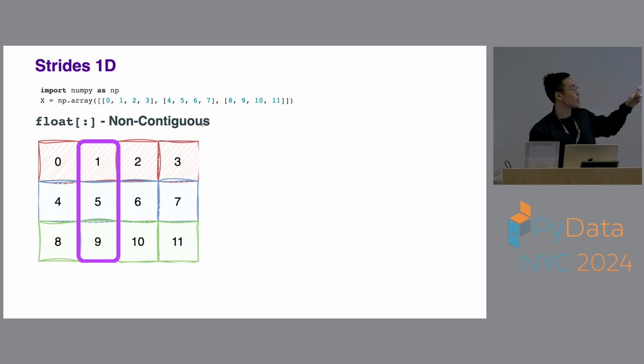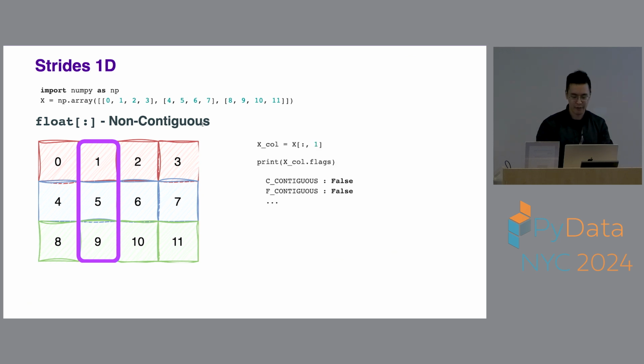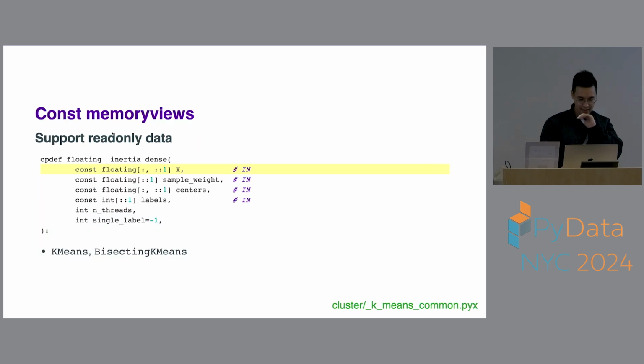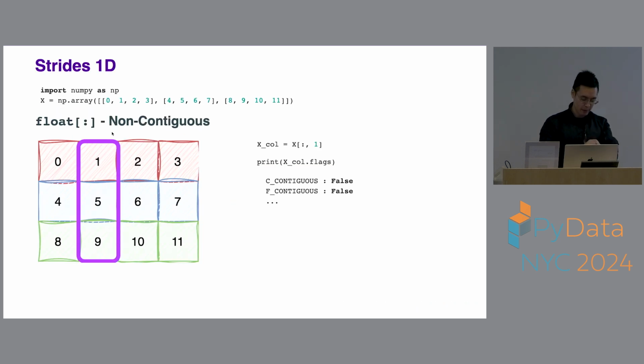This may happen if you have user input and you have no idea how contiguous it is. They may have sliced their NumPy array in this form, say one index of a column, and you have no idea. So you have to write your Cython code with no assumption about contiguity. So that's strides with 1D. There are a lot of fun things with strides and memory views, but these are the ideas.